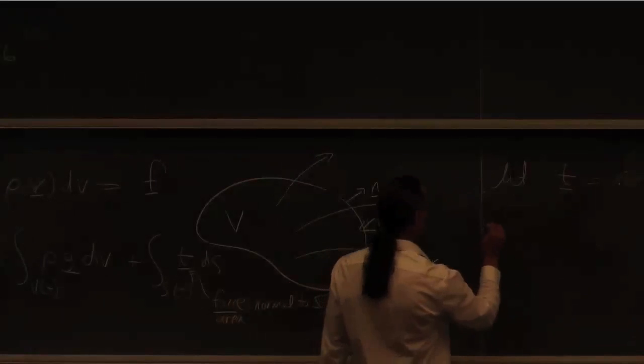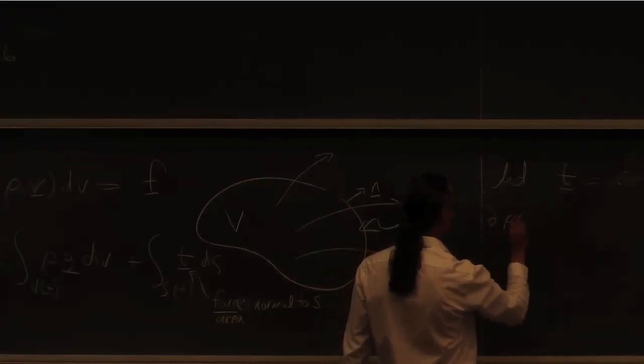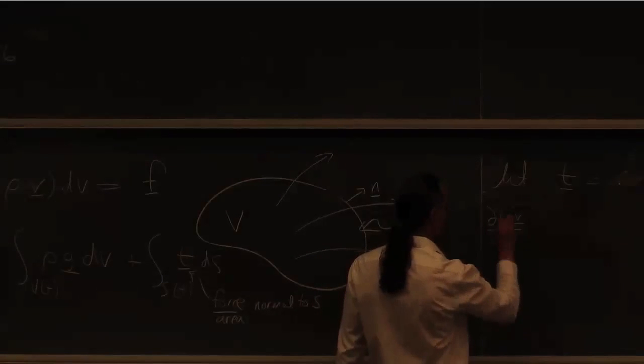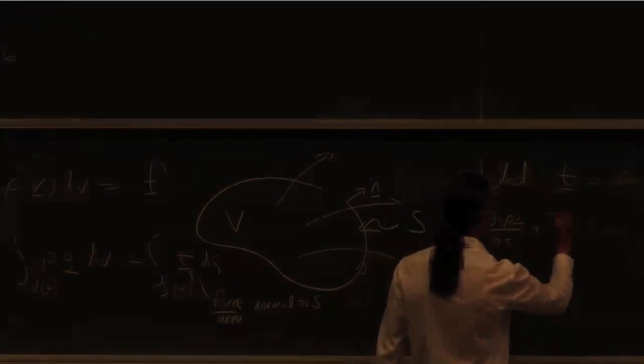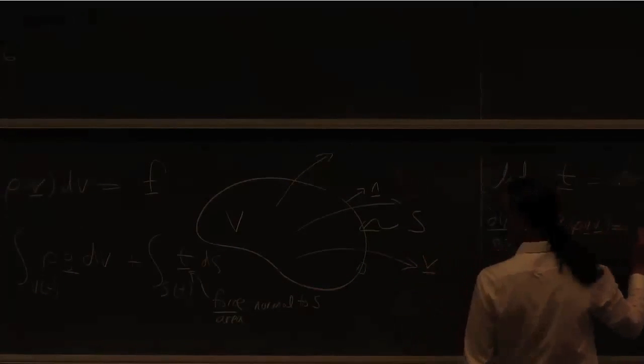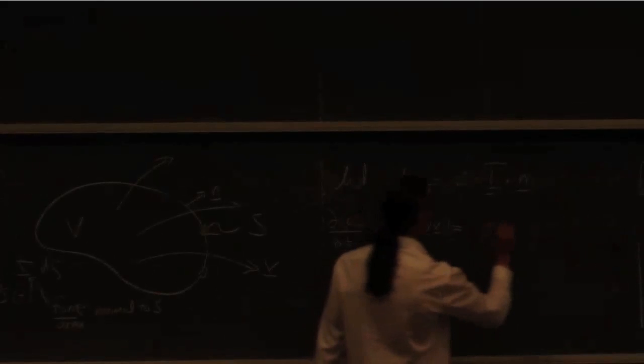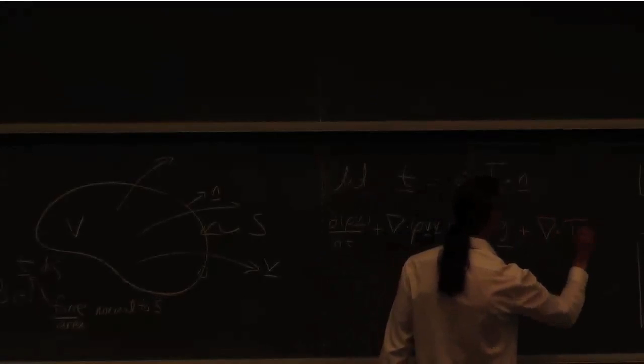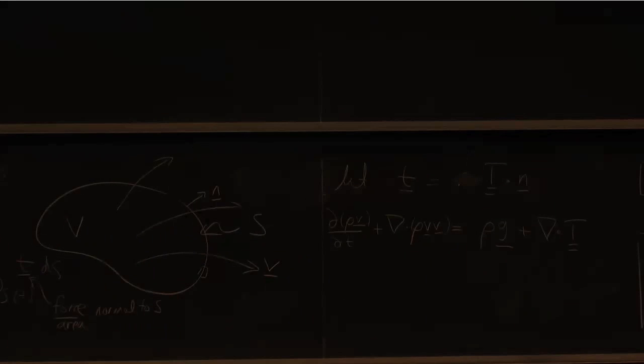And so our equation now looks like the derivative of rho v with respect to t, plus the divergence of rho vv, is equal to rho g plus the divergence of T. And all of this was originally an integral over volume, right? I've just dropped that volume integral. Okay, so a couple things, right?